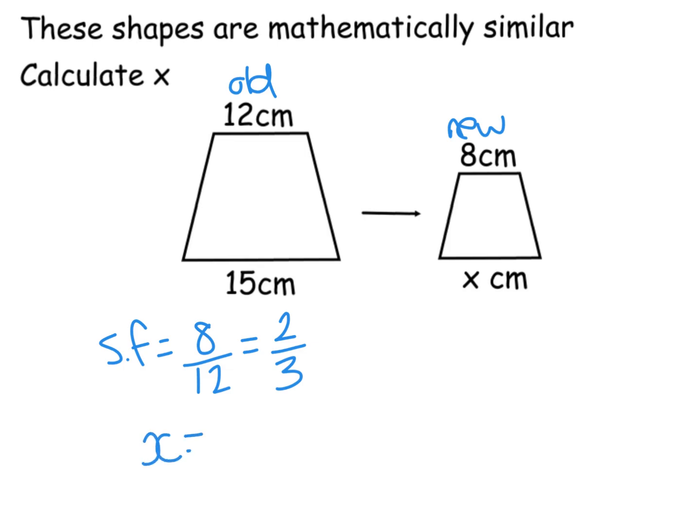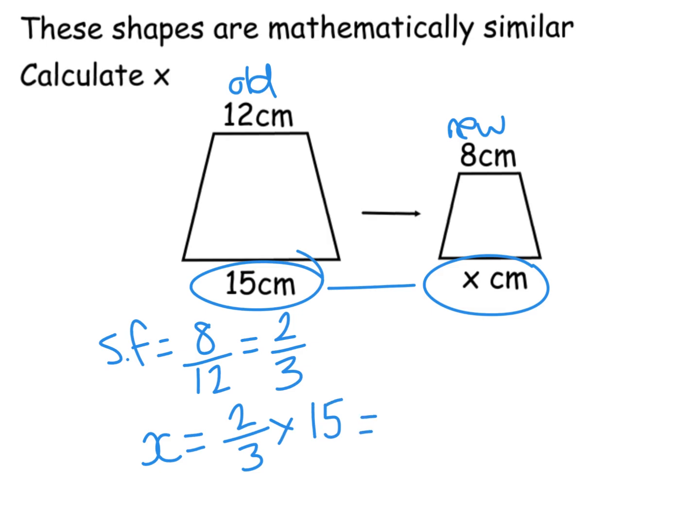So the missing side, x equals scale factor times what marries up with the x. So I'm timesing by 15. So 2/3 of 15, this one I can't turn into a decimal because that is not a nice decimal. It's going to be 15 divided by 3 is 5. 5 times 2 is 10, so that missing side is 10 centimetres.